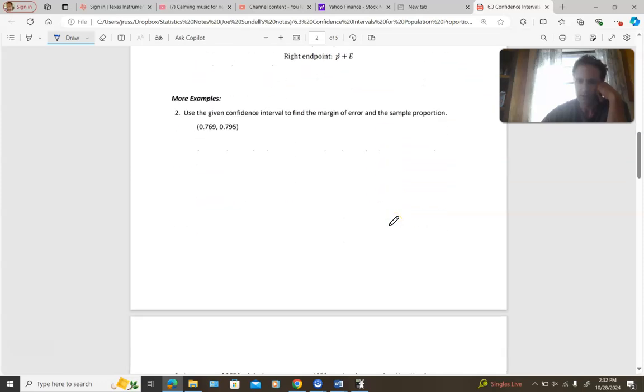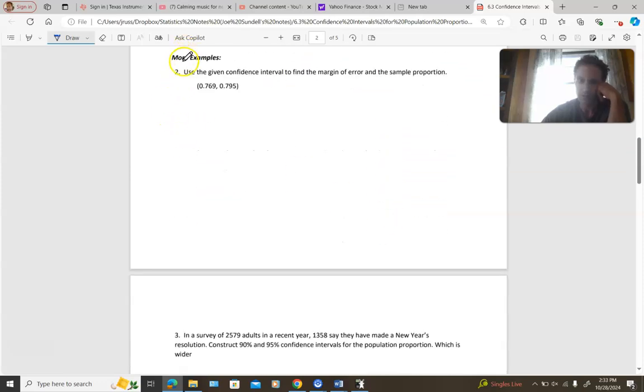All right, so let's plunge right on in here to example 2. It says, use the given confidence interval to find the margin of error and the sample proportion. Well, here what they've given us, guys, is the actual confidence interval. So p hat, or the sample proportion, is always in the center, okay, just like x bar is always in the center. So what we could do, like always, is we can take both the upper and lower bound and average them, okay, and that average will be the center point, or the midpoint, in other words.